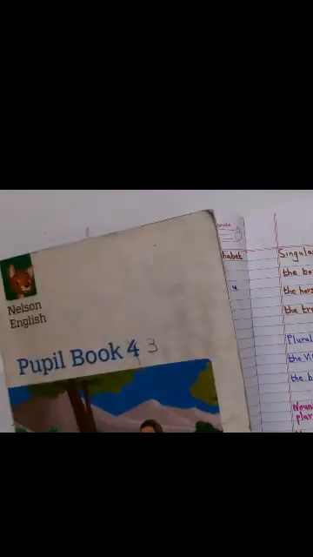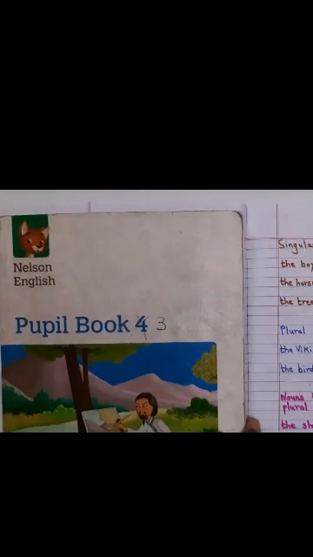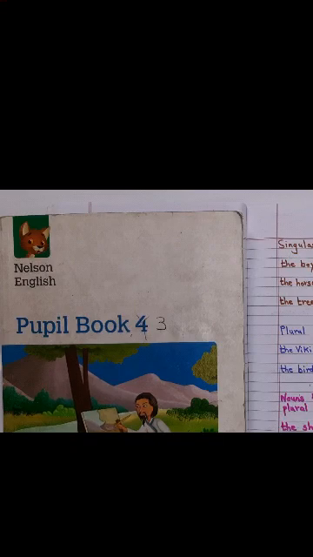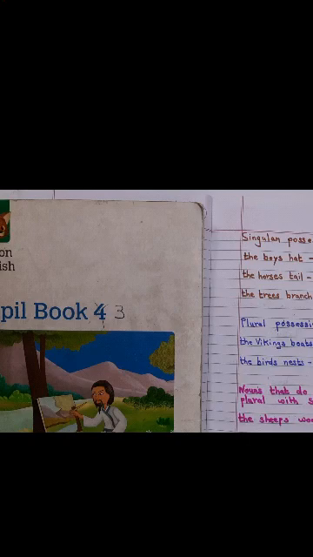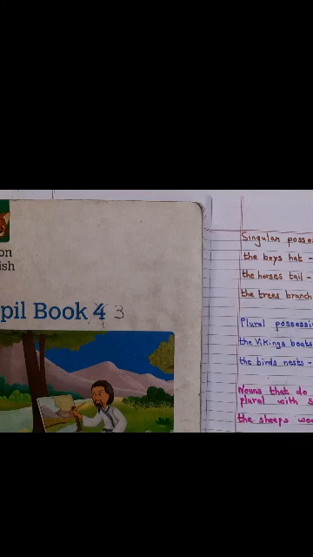Now what's a singular possessive noun, children? What is the meaning of possessive? Possessive means belonging to a person. Suppose if I say my pen, that means this pen belongs to me. Dad's car. So the car belongs to your dad. So that's the meaning of possessive.